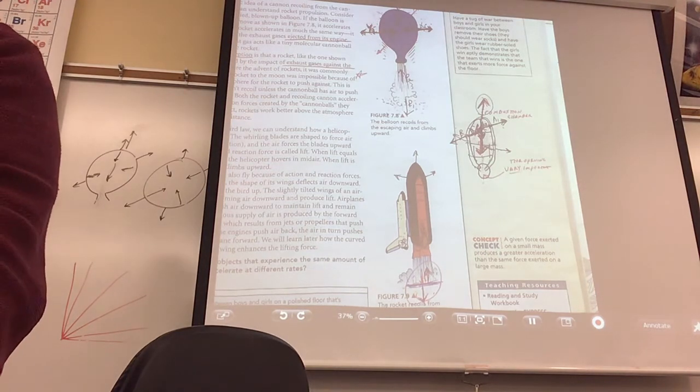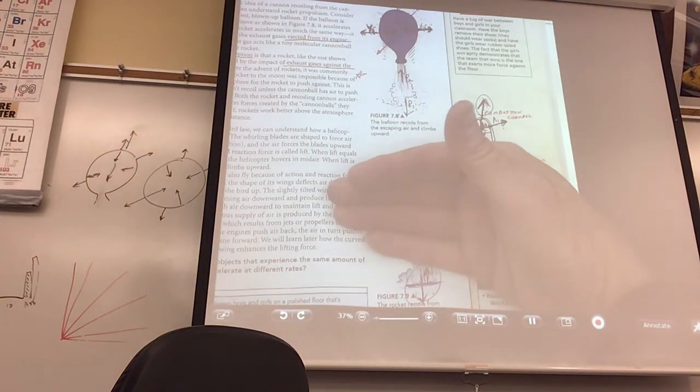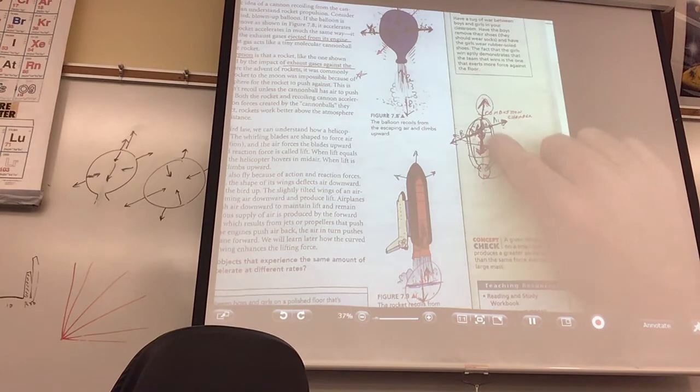So the exhaust gases, yeah. Exhaust gases push launch pad down. Launch pad pushes exhaust gas up. Good. There's no rocket in there, is there? My exhaust gases don't need to push against anything. Here's where the action-reaction takes place.